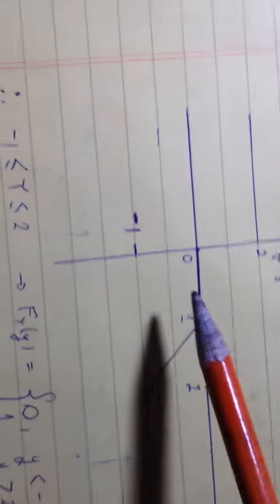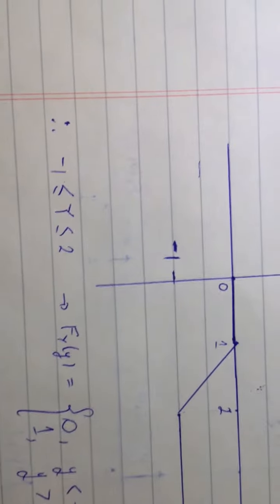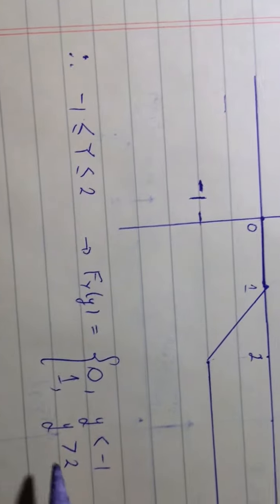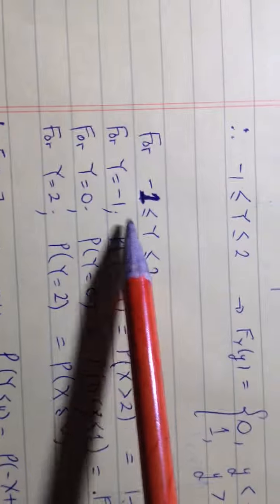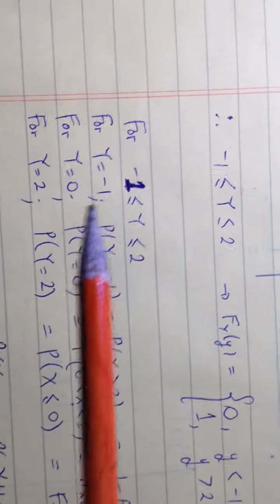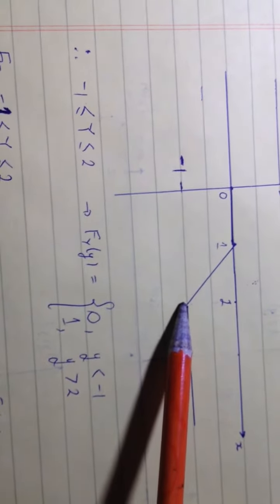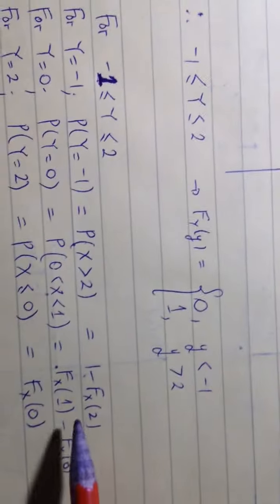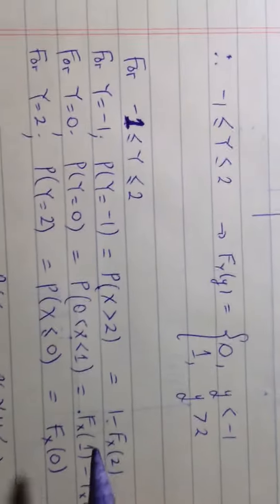So this therefore shows that y lies in the range -1 to 2, and therefore the CDF of y is 0 for y less than -1 and 1 for y greater than 2. So if you concentrate in this range of y between -1 and 2, for y equal to -1, here we see that this occurs for x greater than or equal to 2. And this, of course, we know as 1 minus the CDF of x at 2.